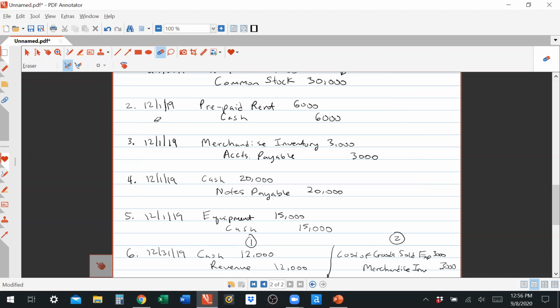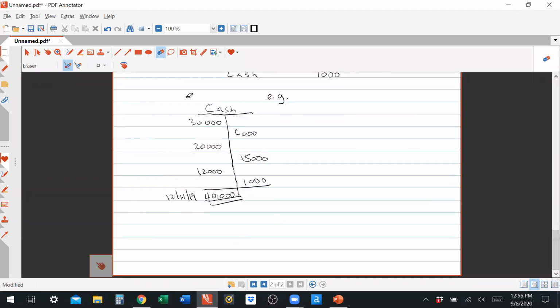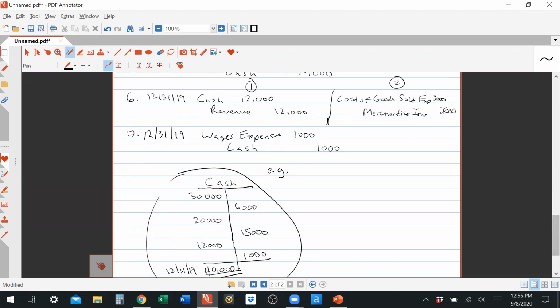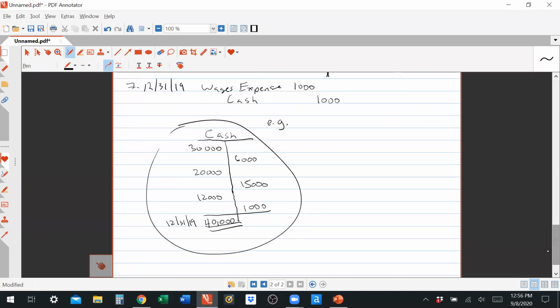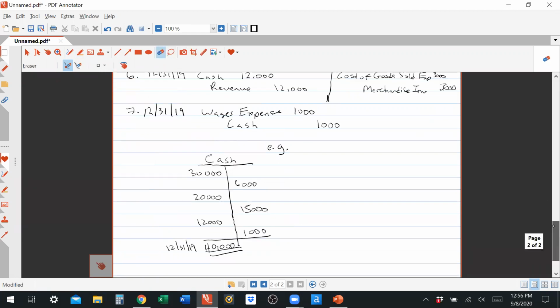Not just the balance, but the things that happen in the T account. So this is in the general ledger. Then there's one of these same things: there's a T account for wages expense with all of its entries and so forth. And then the trial balance is just the balance in the account. So that's the difference.